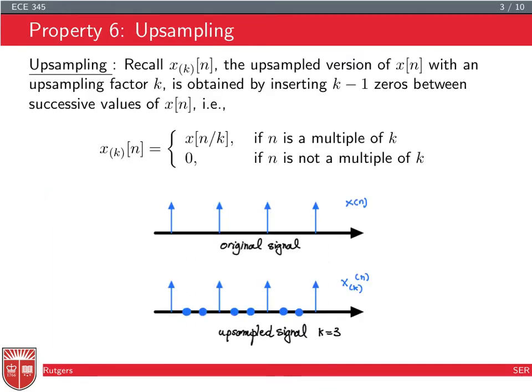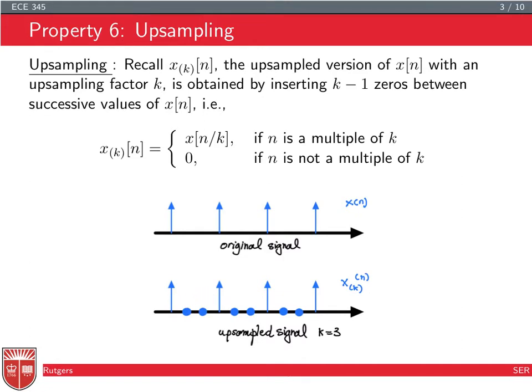So suppose we have a signal x of n, a discrete time signal. We say that the upsampled signal with upsampling factor 3, for example, is the following signal here, where you introduce k minus 1, meaning 2 zeros between each two signals. So one thing to keep in mind here is that k is equal to the number of zeros you introduce plus 1. So k here is the number of extra intervals you're creating between two impulses of the original signal. So that's why k equal to 3.